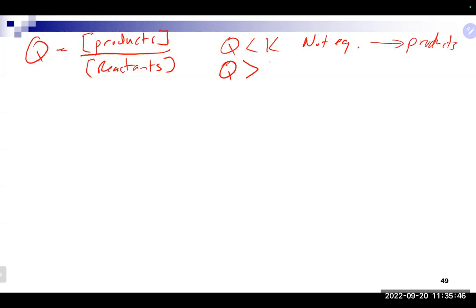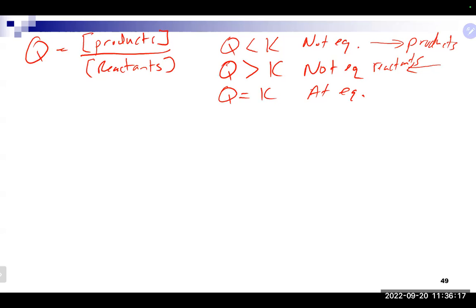Calculate Q and if it's greater than K, you're not at equilibrium. To reach equilibrium, you need to make more reactants. And if you calculate Q and it does equal K, you are at equilibrium. So that's a very common question that you're asked to answer using Q. I sometimes refer to it as a straight Q problem. It basically asks those two things: are you at equilibrium, and if not, which way do you need to go?